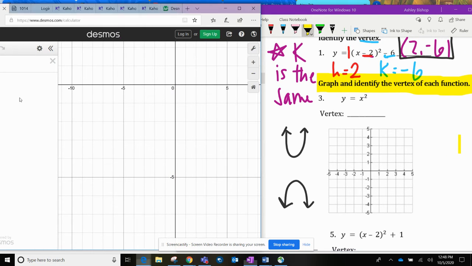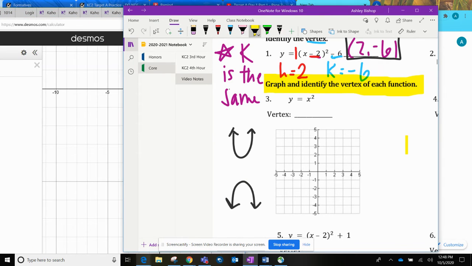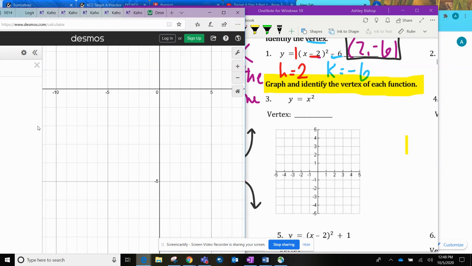The vertex is either the very highest or the very lowest point of my parabola. So a parabola will only have a high or a low. It won't have both. My parabola right here has a very low point, and my parabola up here has a very high point. That point is my vertex.